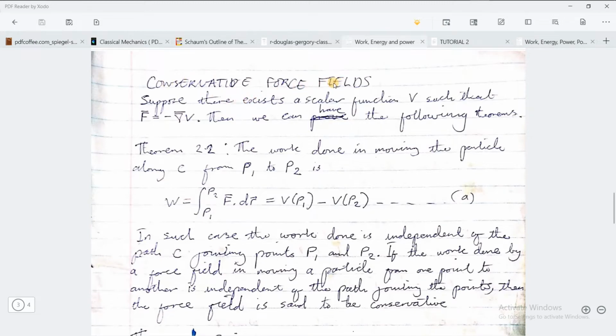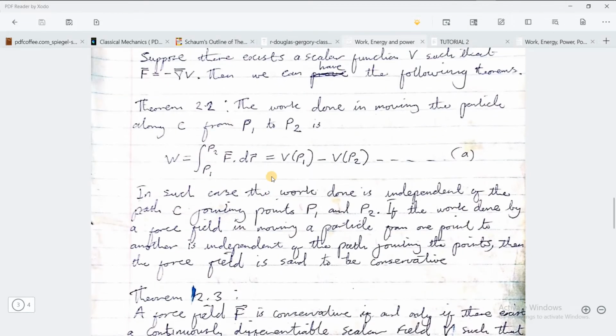This is conservative force fields, and here we're saying that suppose there exists a scalar function V such that F is equal to minus grad V. This is a statement which shows whether a force field is conservative. This function must exist: a function V must exist such that F is equal to minus grad V. Here I'm going to show you what this operator is, in the example that we're going to do next.